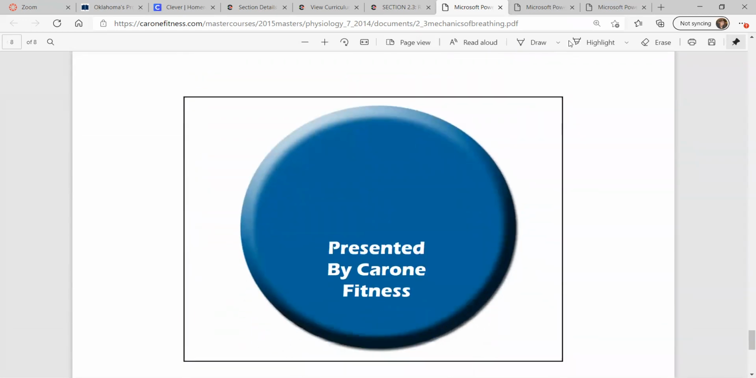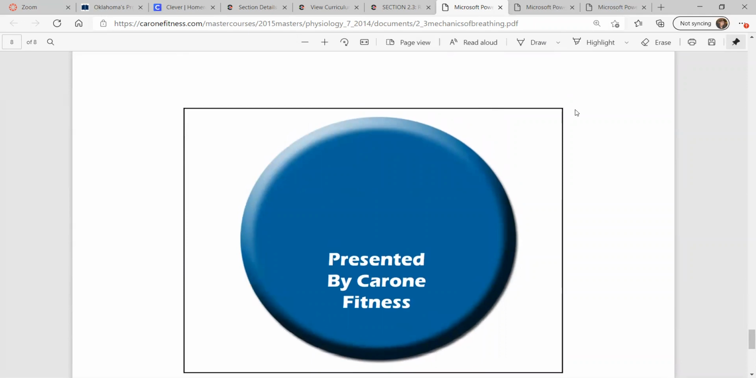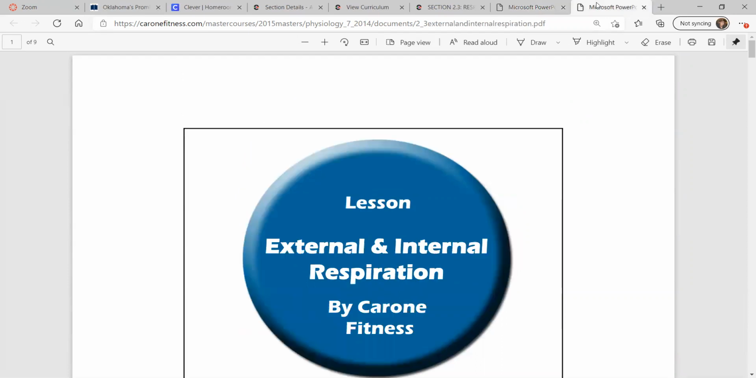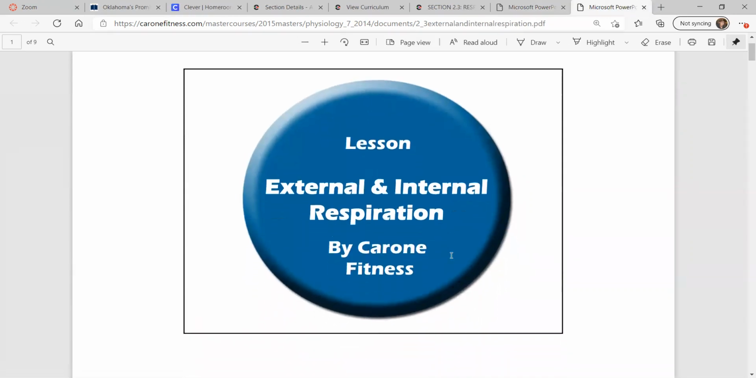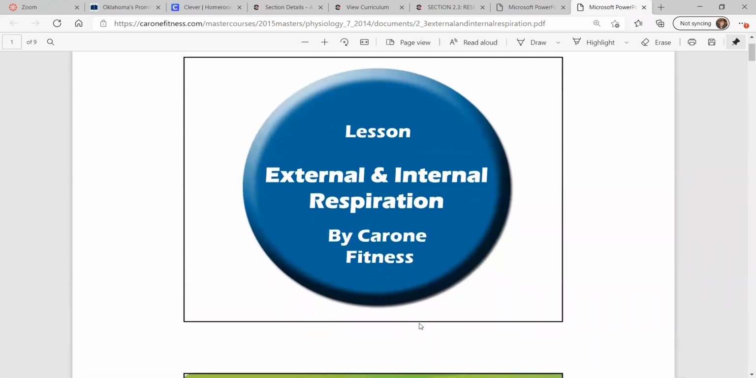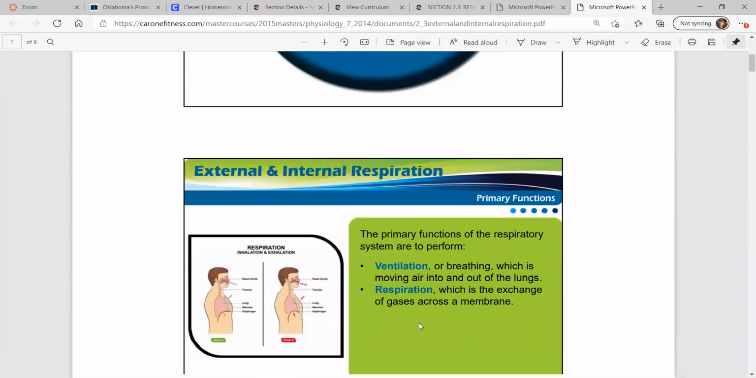And that's the mechanics of breathing. And now I am going to look at respiration. We talked about breathing, ventilation, how you get air into your lungs. Now we're going to look at respiration, gas exchange.